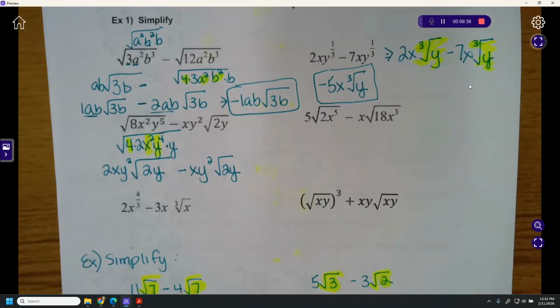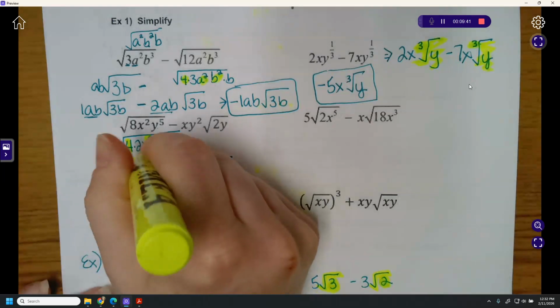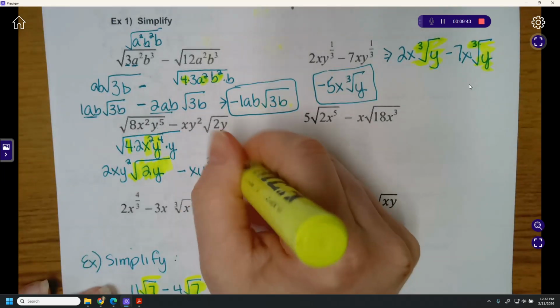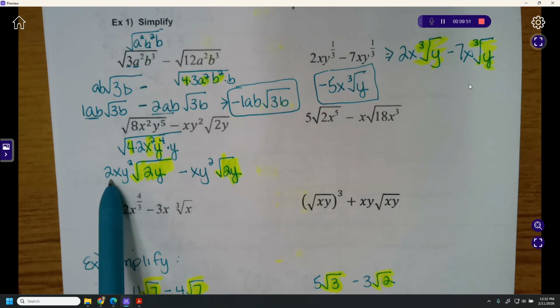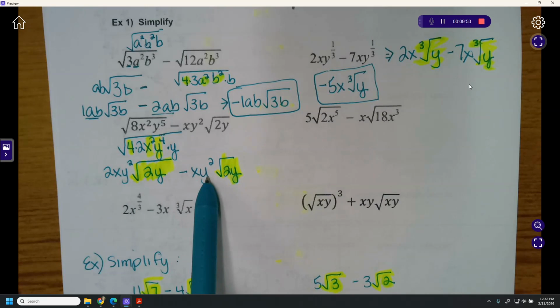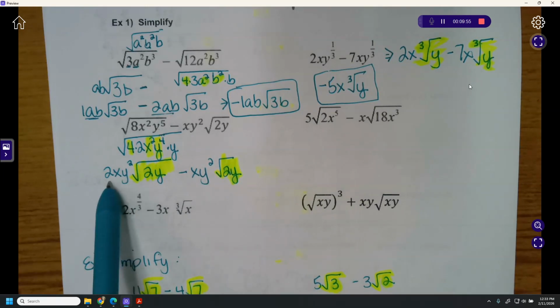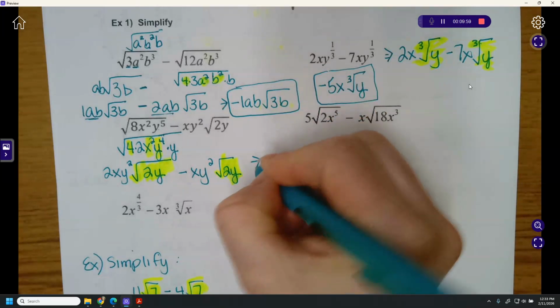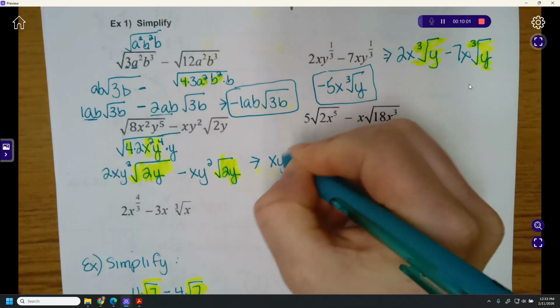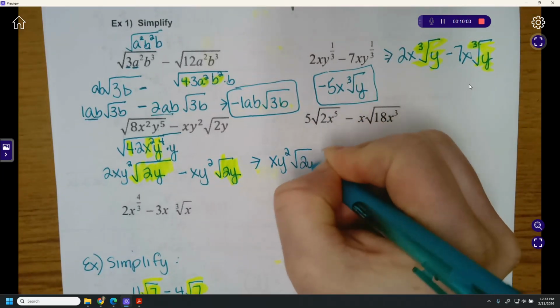I check on my radicands. They are exactly identical. They're both square roots, and underneath are the expression 2y. So I take these, and I'm like, hey, those are like terms, xy squared and xy squared. We have 2 take away 1, this would give me 1 xy squared times the square root of 2y.